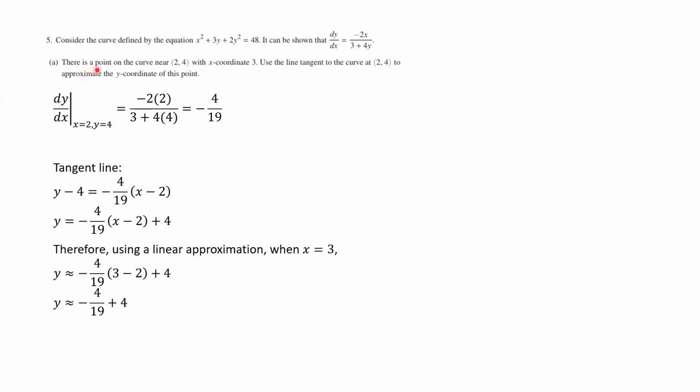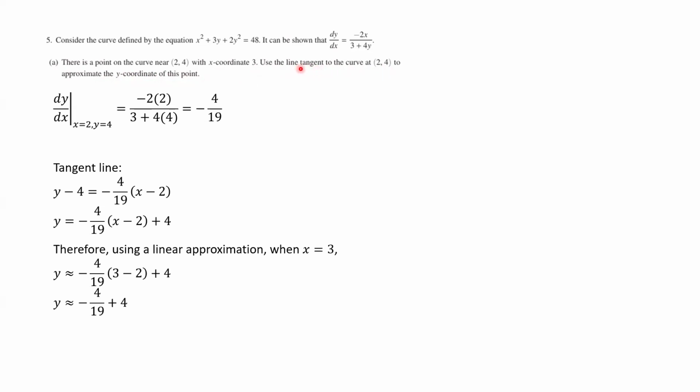There is a point on the curve near (2, 4) with x-coordinate 3. Use the tangent line to the curve at (2, 4) to approximate the y-coordinate of this point. This is asking to use a linear approximation, and the key words here are tangent line. So probably a good idea to find the equation of the tangent line. That would give you partial credit, probably.